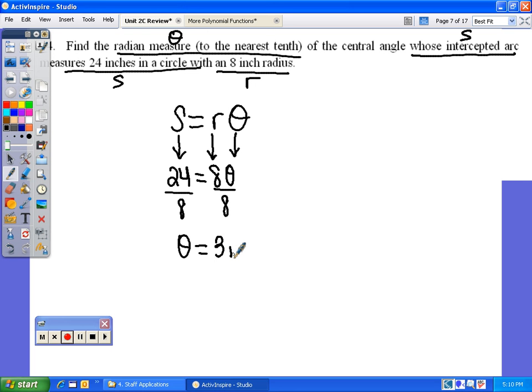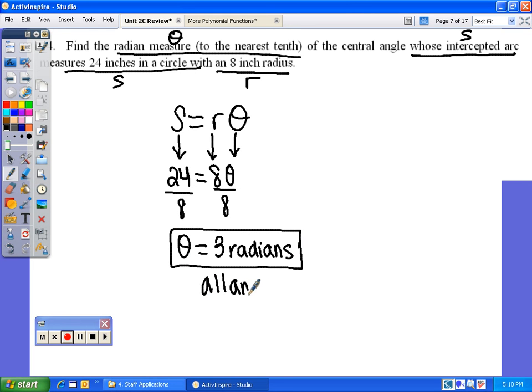Now, it's not 3 pi. It's not 3 degrees. It's 3 radians. All angles, all of them, must be in radians. Alright, so that one wasn't bad. You might see one like that.